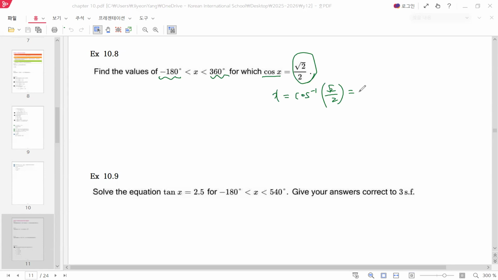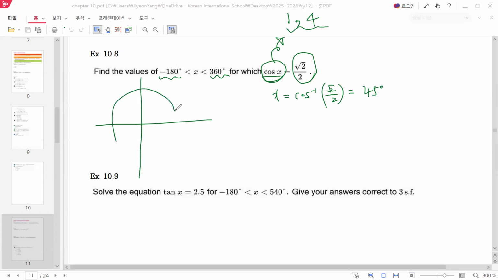What's this? Thank you, 45 degrees. And then students, cosine is positive when the angle is located in the first quadrant and the fourth quadrant. So with this direction, please find 45 angle in the first quadrant, which is 45. And please find the angle in the fourth quadrant. What is it? 360 minus 45. Very good, which is 315.